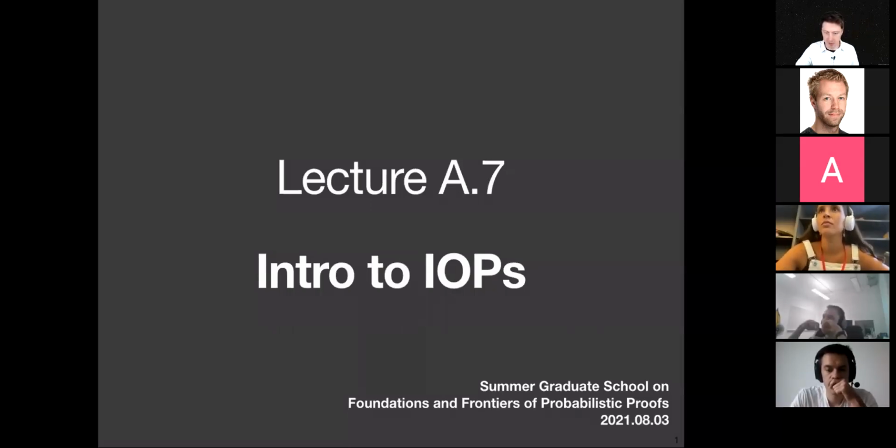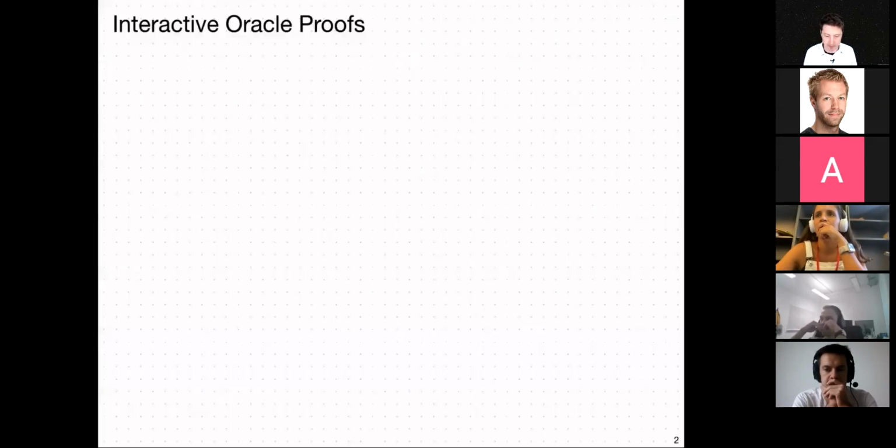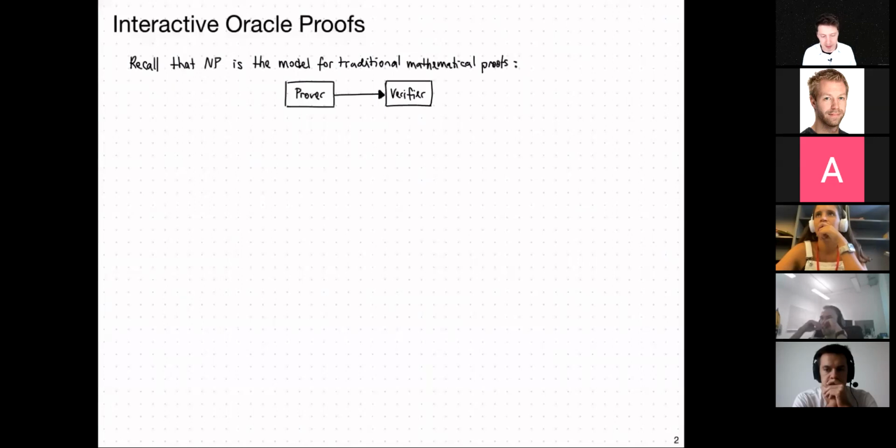Great. So welcome everyone to lecture A.7. Today we're putting behind us this arc of lectures on interactive proofs, and we're going to start talking about a new model of a probabilistic proof called interactive oracle proofs. Okay. So let's start, fairly informally.